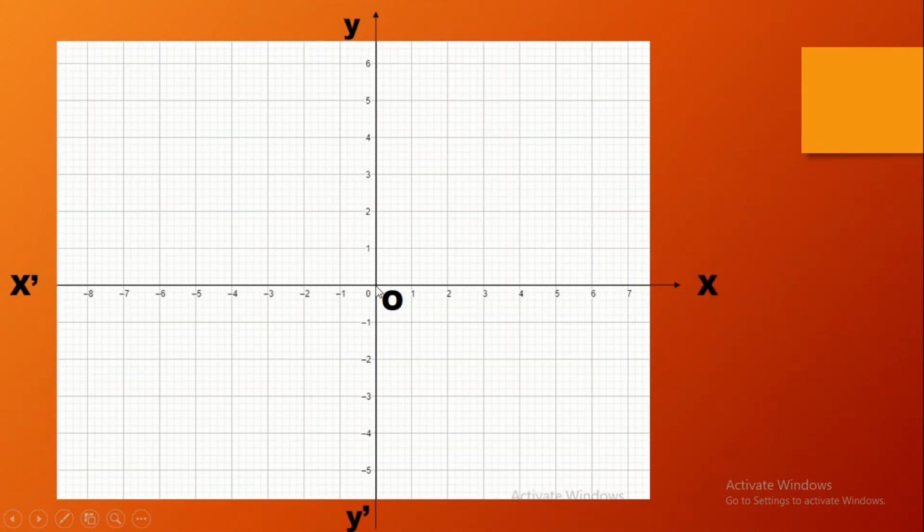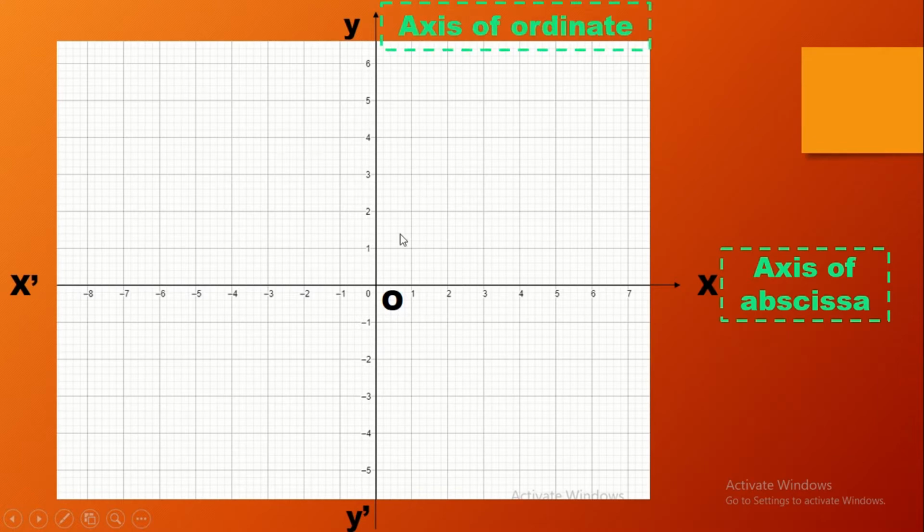The origin O is the point of intersection for the two axes x prime o x and y prime o y. The horizontal axis x prime o x is said to be the axis of abscissa, while the vertical axis y prime o y is said to be the axis of ordinate. As you see here, each of the two axes is directed from the negative sense towards the positive sense. The arrow is directed in the increasing direction.